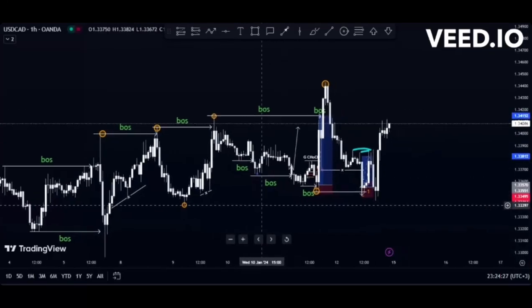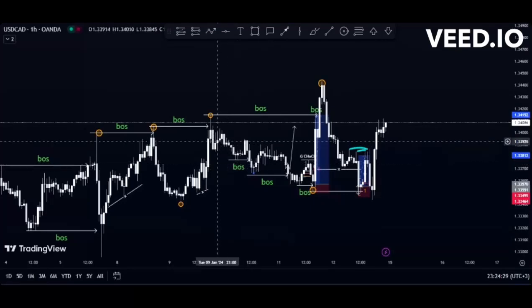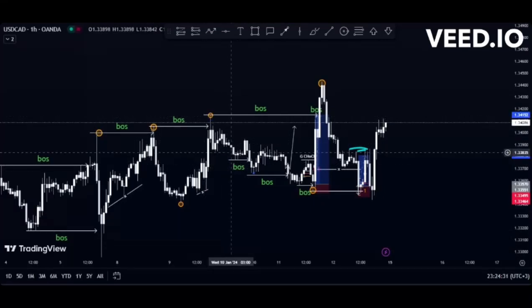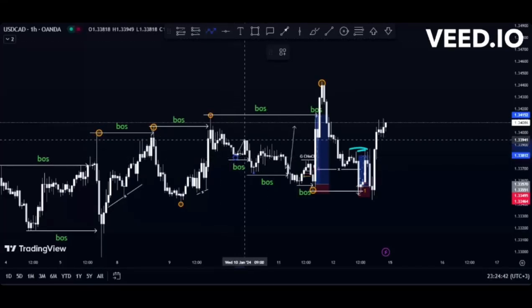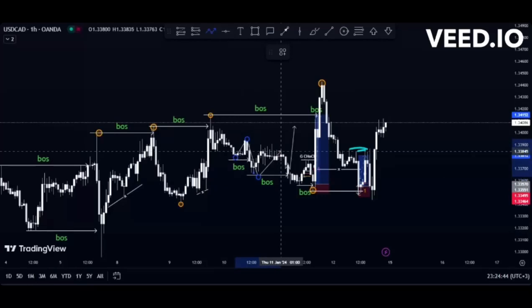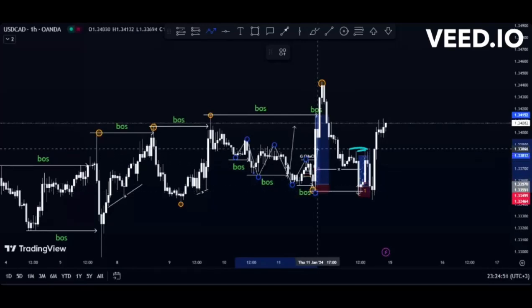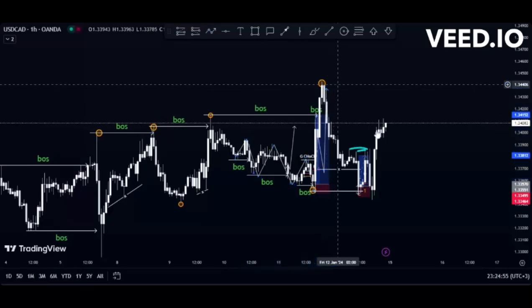Then we have this internal structure whereby we have lower high, lower low, lower high, lower low, lower high, lower low, lower high. Let me just label it. Lower low, lower high, lower low, lower high, lower low, lower high. Then we have this change of character to the upside, as you can see.